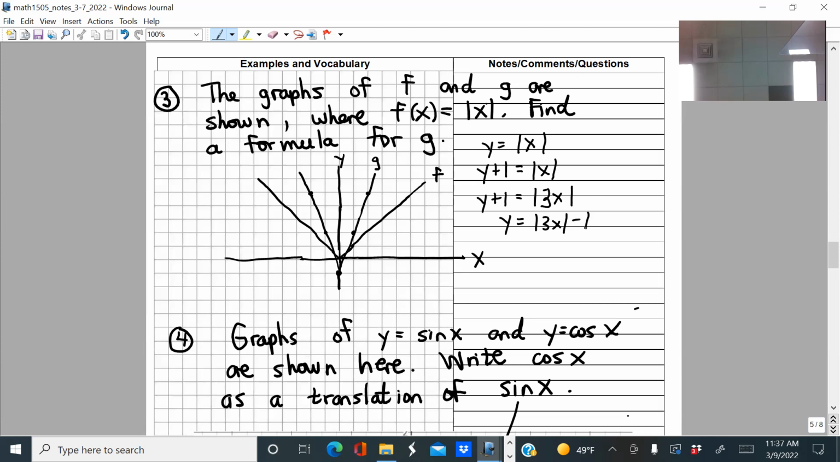And shall we test that? Let's try it and see what happens. If I plug 0 in for x, you get absolute value of 0, which is 0, minus 1 is minus 1. So you get this point. So that much is correct. Now let's try 1 and see if that works out. So y equals absolute value of 3 times 1, minus 1. How much is that?